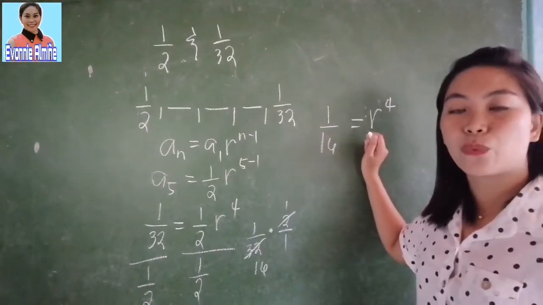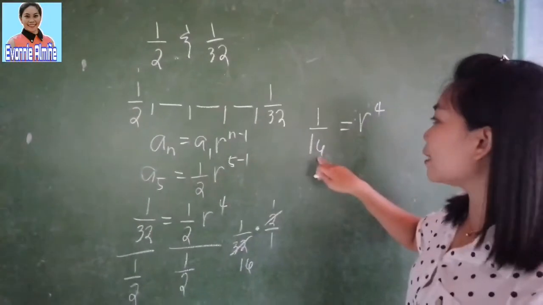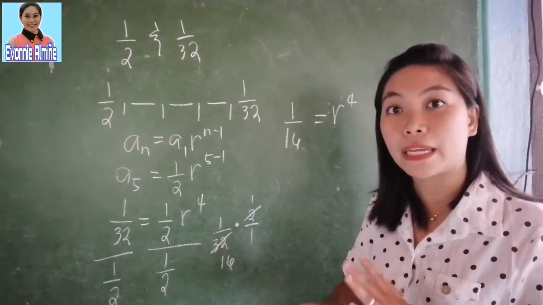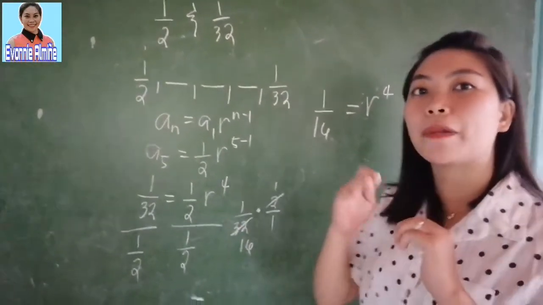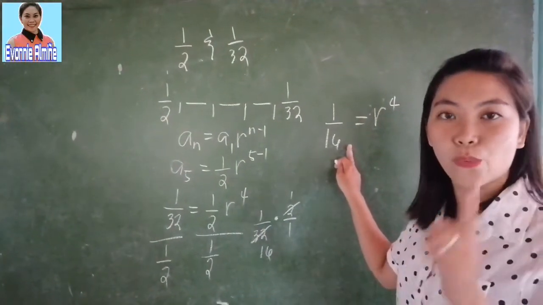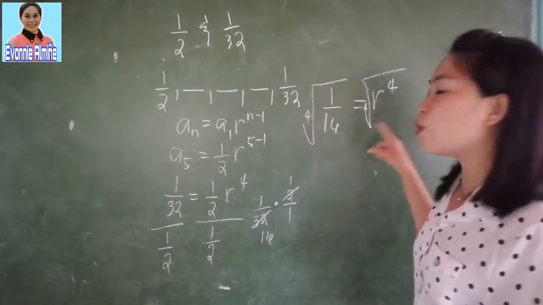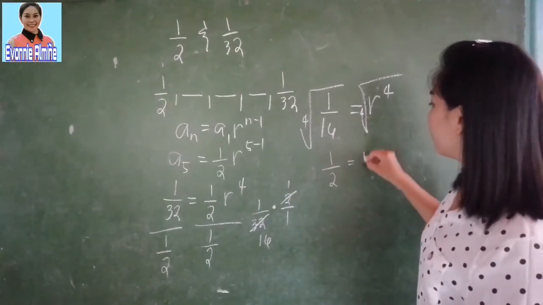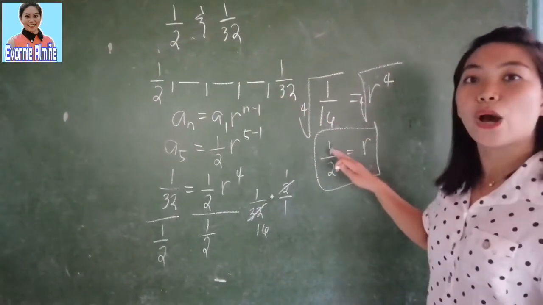Then, after this, we have to find the fourth root of 1 over 16. Ano po itong ibig sabihin ng fourth root? Ibig sabihin, kung ano po yung number na pwede nyong i-multiply by itself 4 na beses, kailangan yung sagot is 1 over 16. What could it be? Finding the fourth root of 1 over 16, of course, that is equal to 1/2. Therefore, the common ratio of this geometric sequence is 1/2.